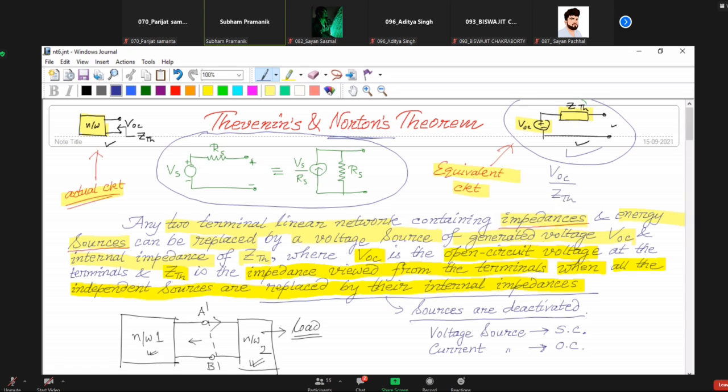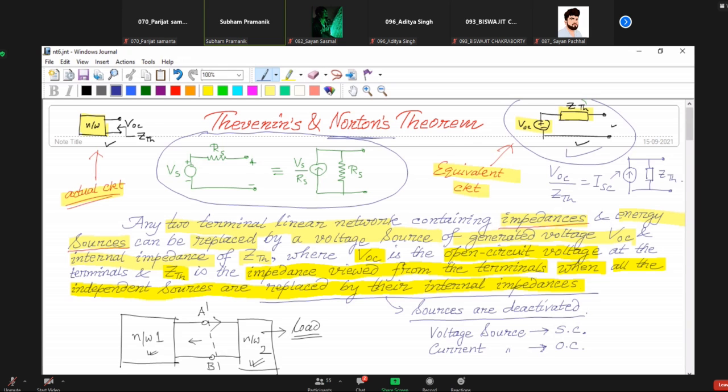Similarly, for this kind of circuit, VOC by ZTH will be your short circuited current, ISC, for Norton's theorem. VOC by ZTH will be ISC, and that ZTH will come in parallel. So for the Norton equivalent circuit, the circuit configuration will look like this. This is ISC and this is ZTH.